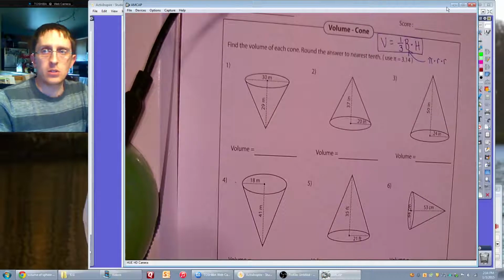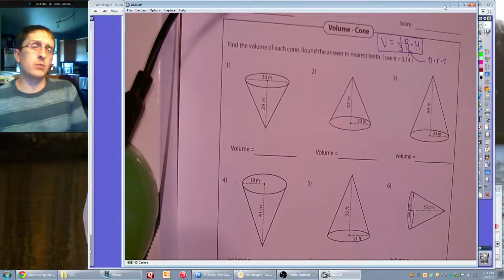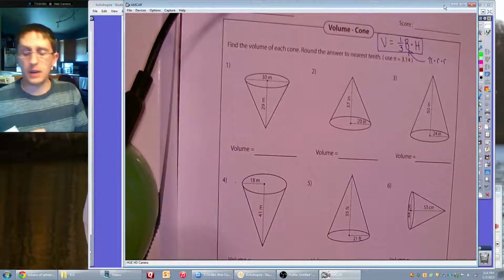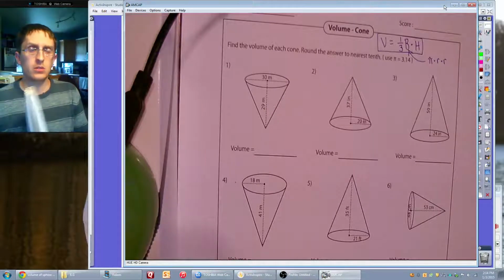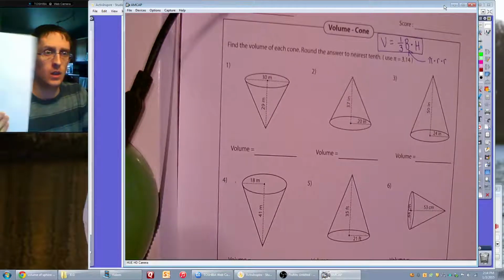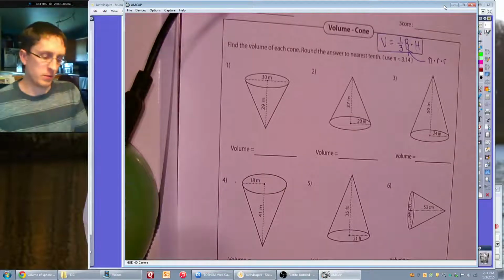So let's actually do the problems. It says find the volume of each cone, round the answer to the nearest tenth, use pi equals 3.14. I'm not going to approximate it. I'm going to find the exact answers. I'm also going to use a notebook again. Totally do this. Don't squeeze it all in on the scratch paper.